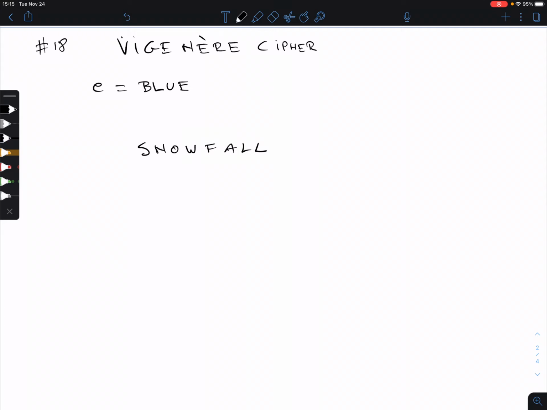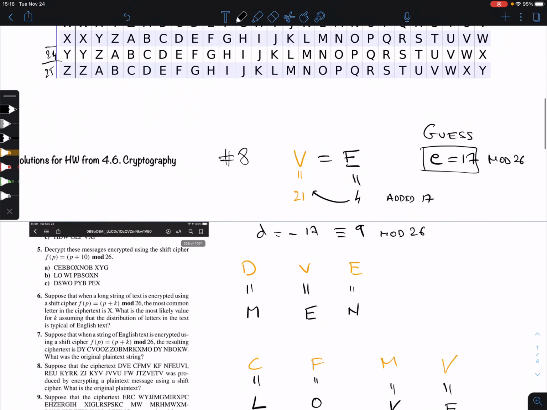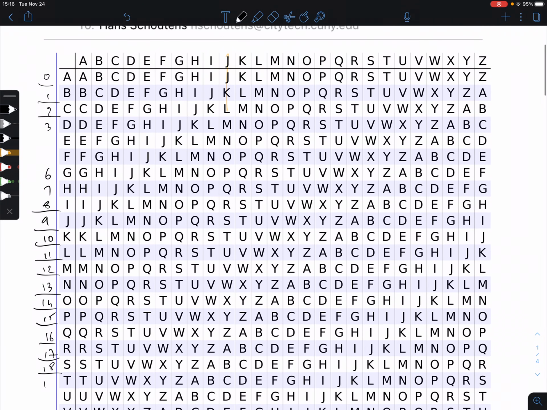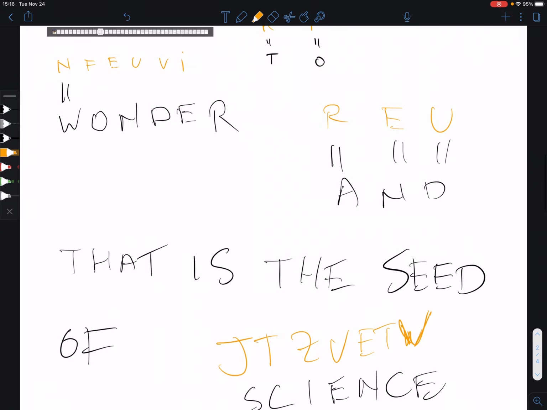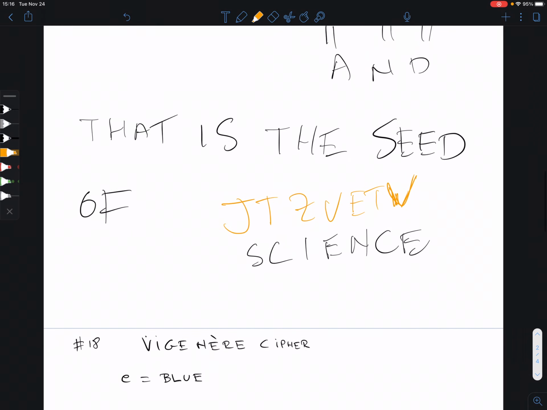In a shift cipher, we would use this table here, but using a fixed column. For instance, if you shift by 9, snowfall, S would become B, and N would become W, etc. I'm just giving an example, if the shift was 9. But that is very vulnerable to frequency attacks.